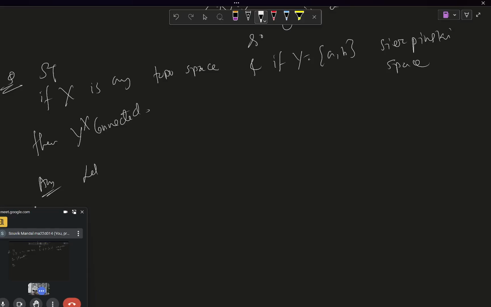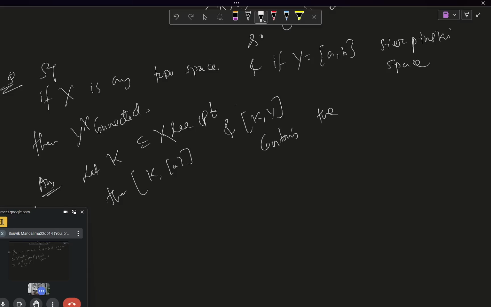So let K be a compact subset of X. Then this implies the bracket [K, {a}] and the bracket [a, Y] contain the constant element, and therefore Y to the power X is connected. So this is the argument. There is nothing really much to say, but initially I was trying whether it can be done by defining some map.